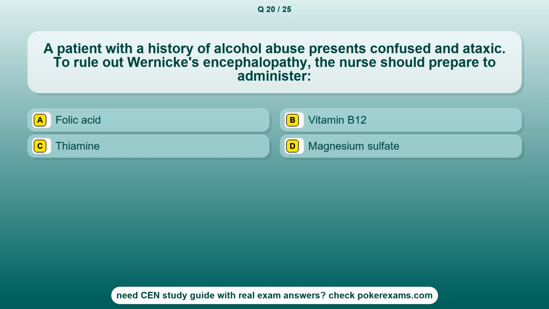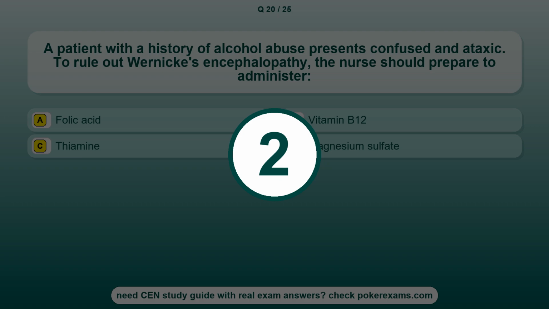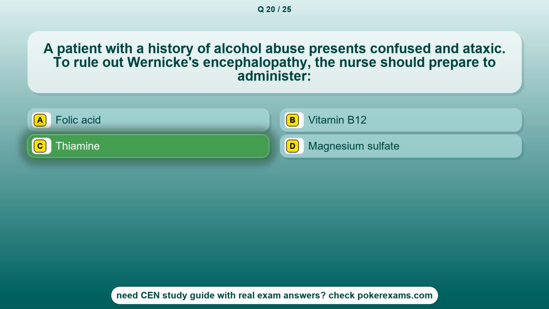Question 20. A patient with a history of alcohol abuse presents confused and ataxic. To rule out Wernicke's encephalopathy, the nurse should prepare to administer option A, folic acid. Option B, vitamin B12. Option C, thiamine. Option D, magnesium sulfate. The correct answer is option C, thiamine.